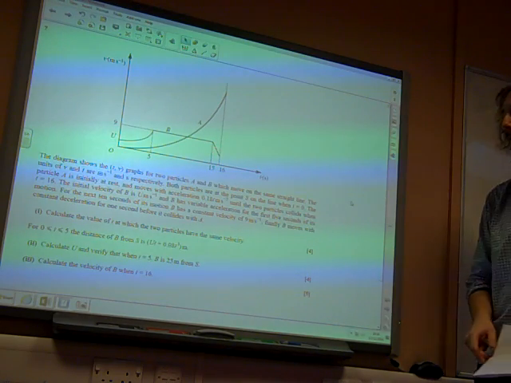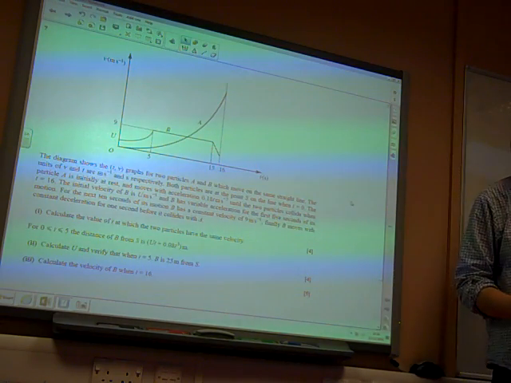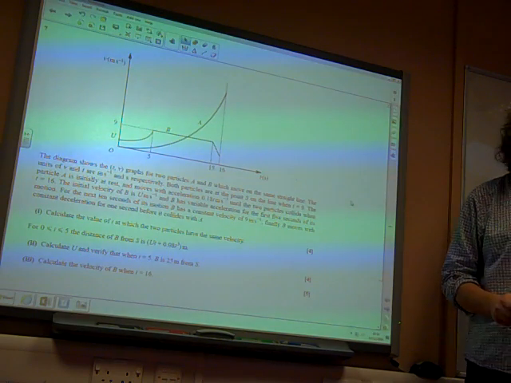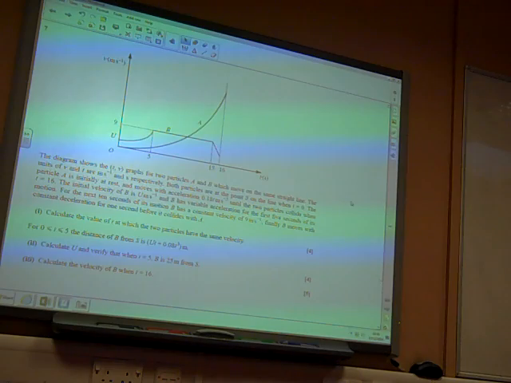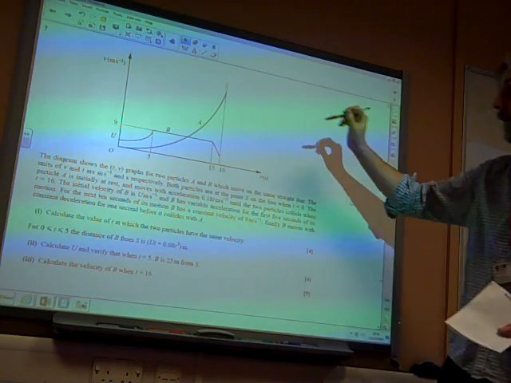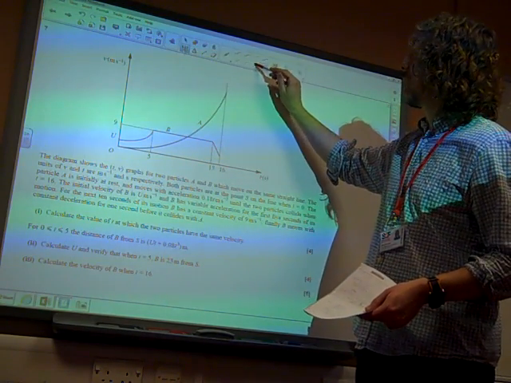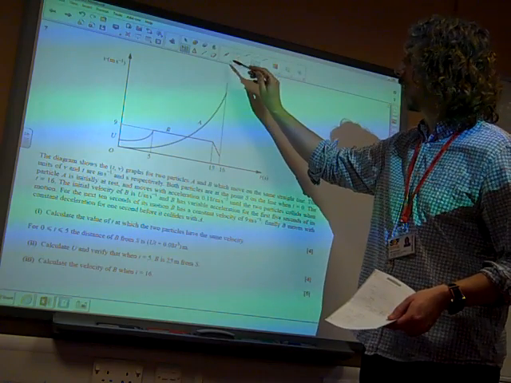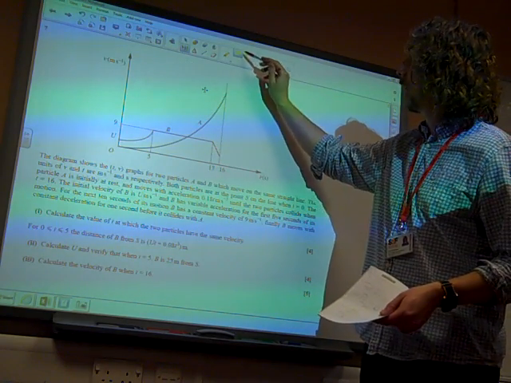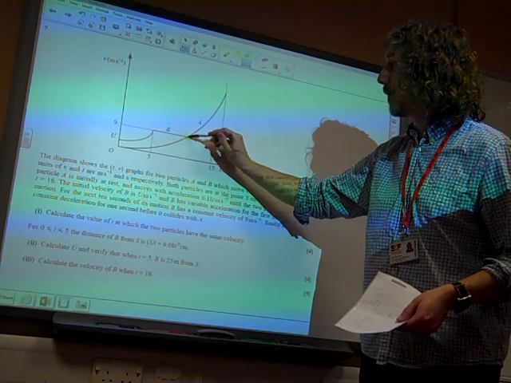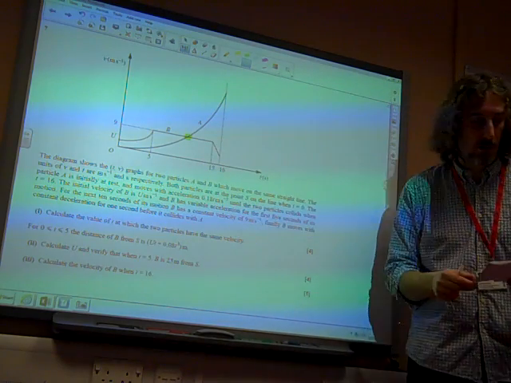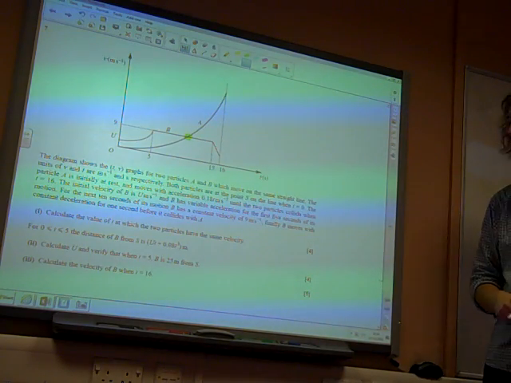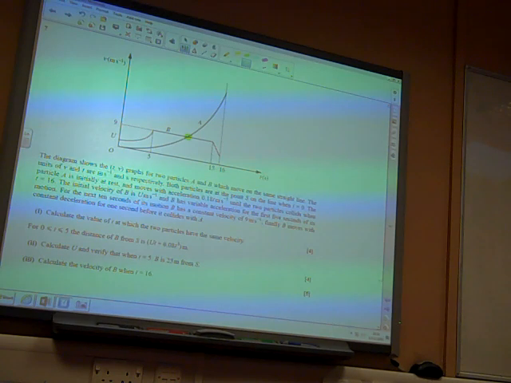Calculate the value of t at which the two particles have the same velocity. Okay, where do they have the same velocity? Well, that's on our diagram, isn't it? There you can see, let's do it with a little highlighter. Same velocity. That's the point that we're looking for, what's going on at that position there.